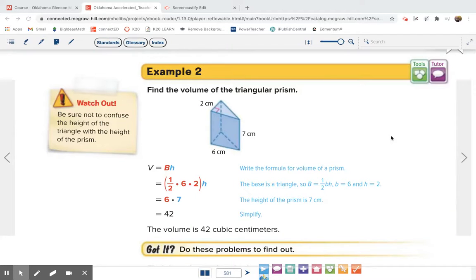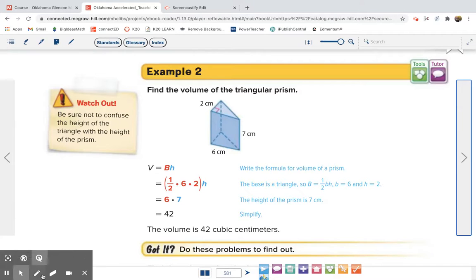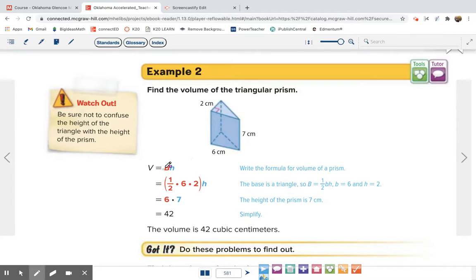On example 2, we're finding the volume of a triangular prism. So we start with V equals big B times H. B is the area of the base. The base of a triangular prism, they're named by their base, is a triangle. So the area of a triangle is 1/2 base times height. So we have 1/2 times the base times the height of the triangle times the height of the whole prism. So the base of this triangle is 2. Its height would be 6. And then the height of the whole figure is 7.